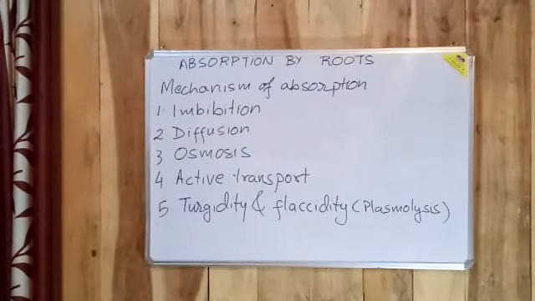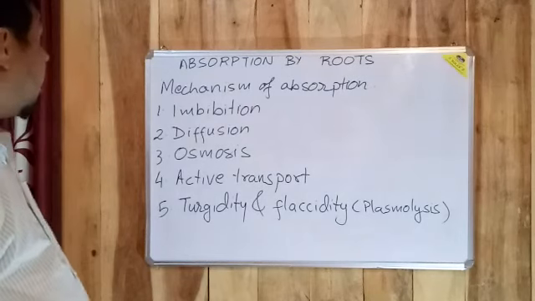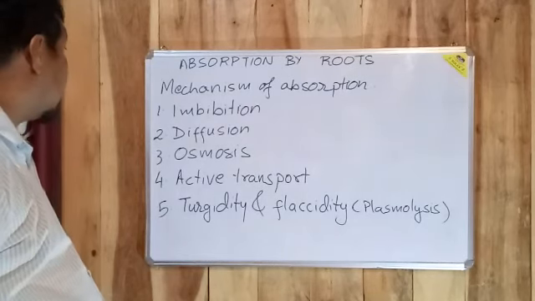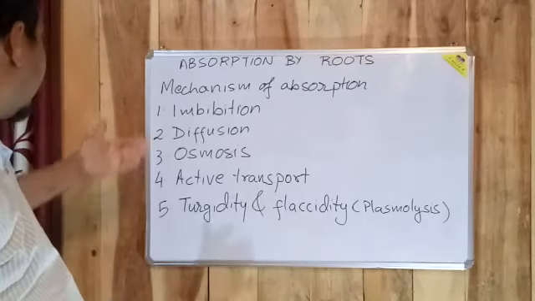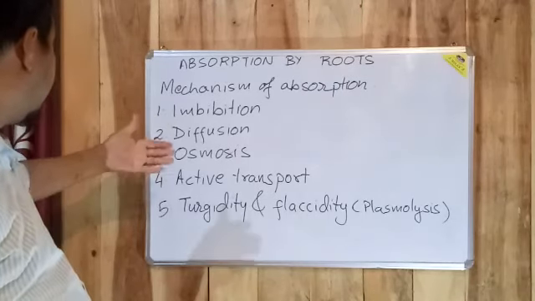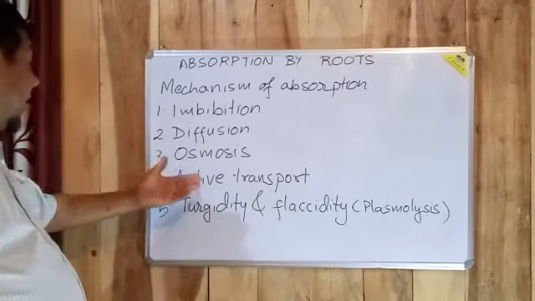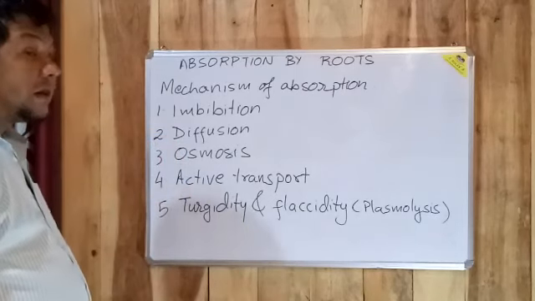Okay, we'll continue with the absorption of roots. As far as the mechanism for absorption of water by the roots in plants is concerned, it basically involves 5 different steps: imbibition, diffusion, osmosis, active transport, and turgidity and flaccidity.